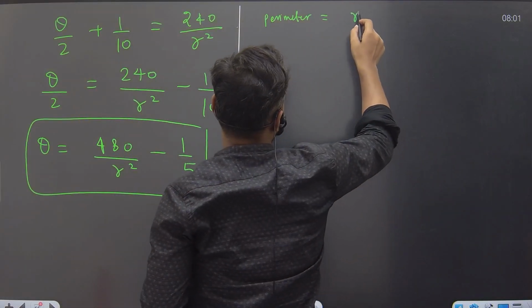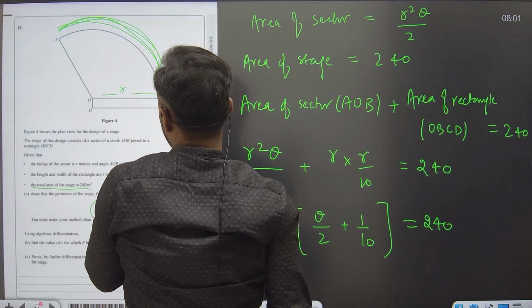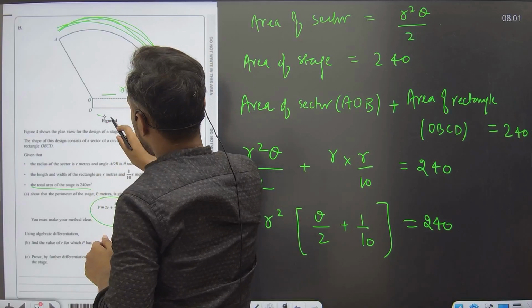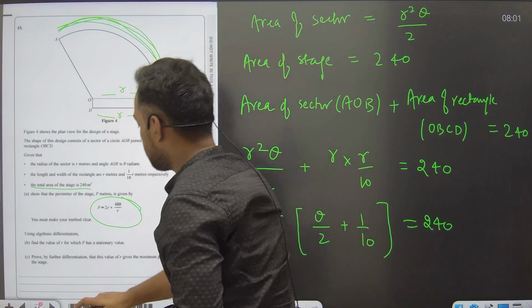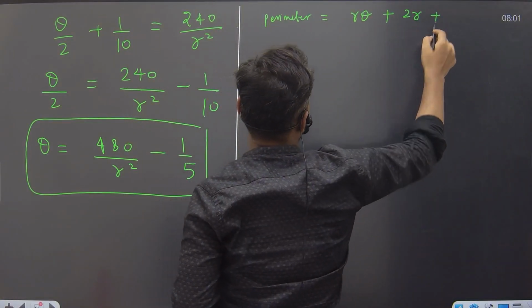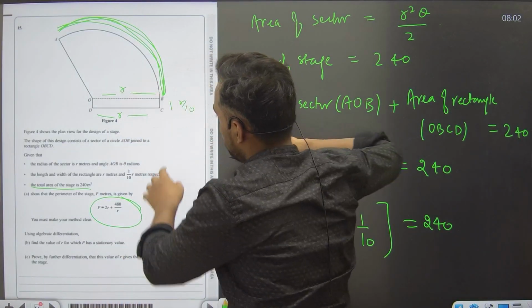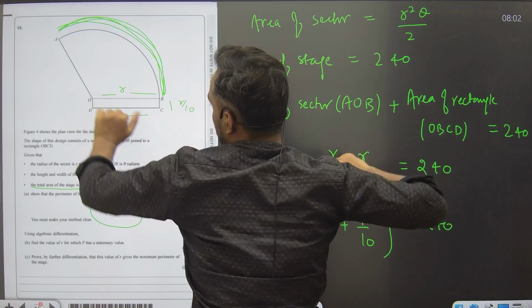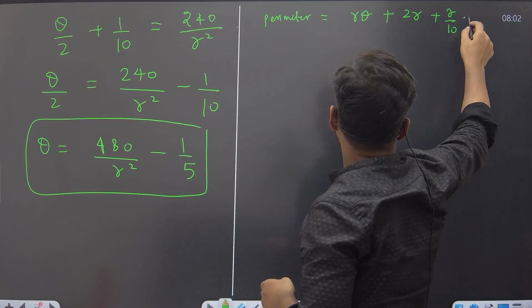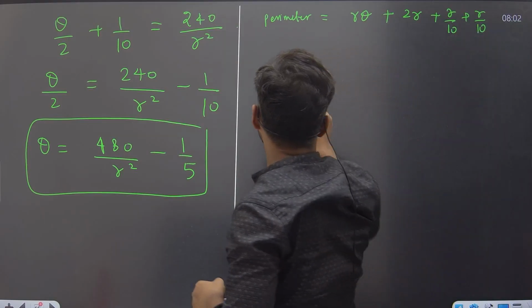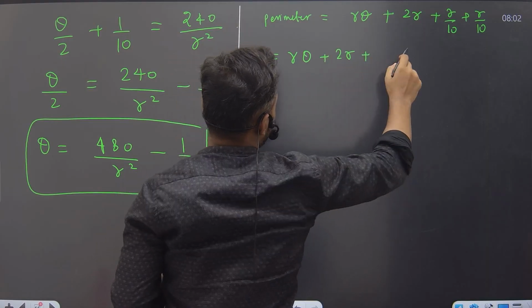The perimeter of sector AB will be given by r theta plus, this r is there and this r is there too. So for this r and this r we add, and we'll get 2r plus. Now in the perimeter part, this r by 10 and this r by 10, meaning the sum of BC and the sum of OD will also be taken. So it will be r by 10 plus r by 10. Now the perimeter will be r theta plus 2r plus r by 5.